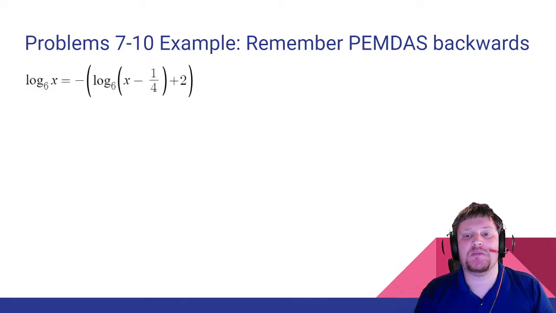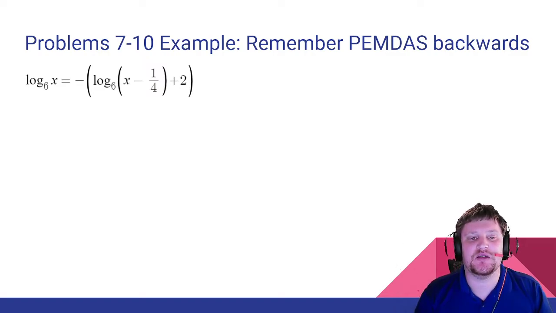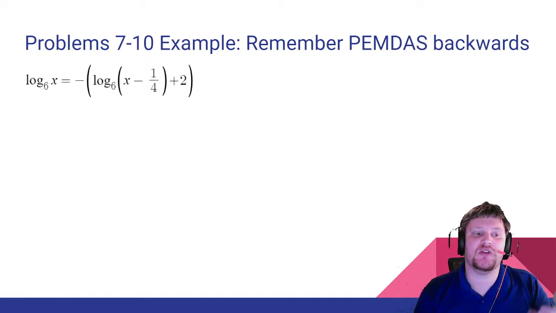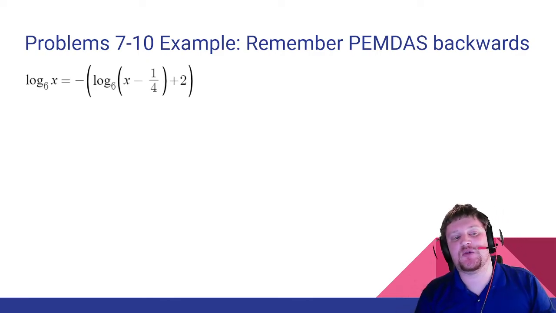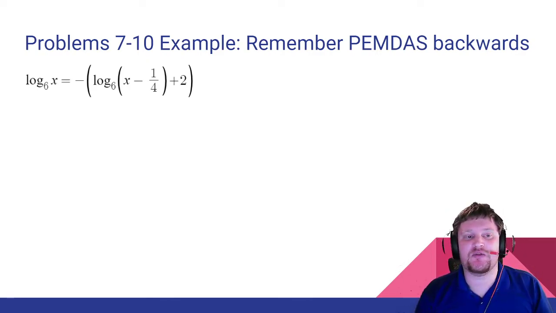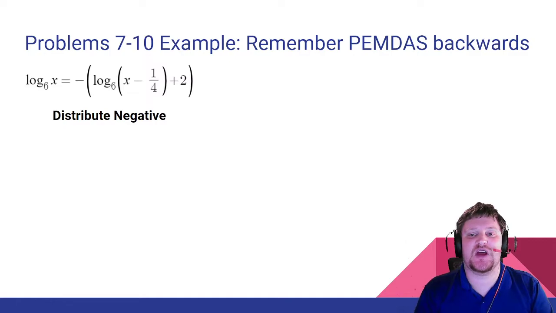Well, let's look at PEMDAS backwards. Addition, subtraction. Is there any? Yes. But all of the addition and subtraction is on the inside of parentheses. So we can't do it yet. Let's go to multiplication and division. On the left side of the equal sign, there isn't any. But on the right side of the equal sign, that negative sign out front, that means times -1. So we can distribute that negative sign to simplify our problem a little bit.